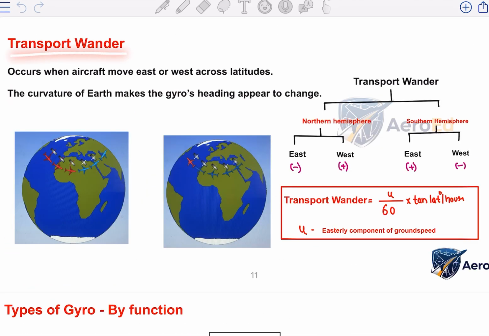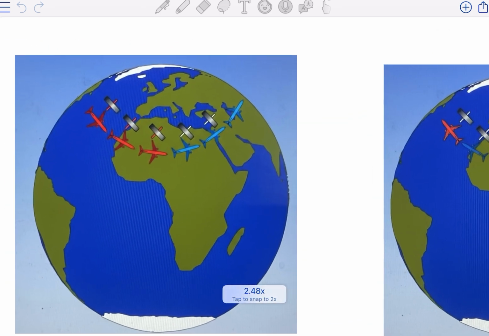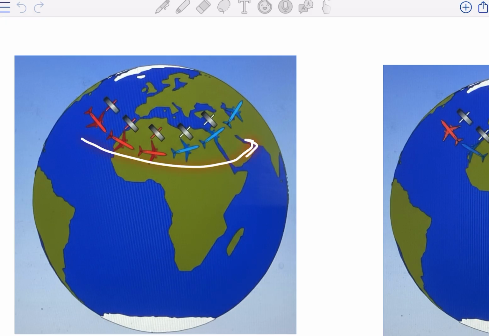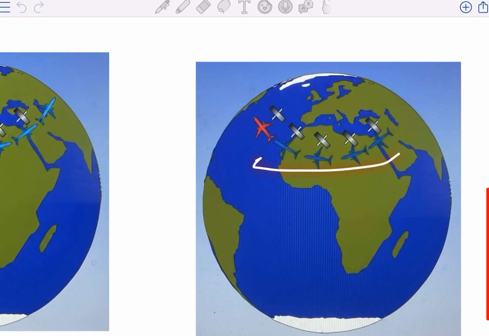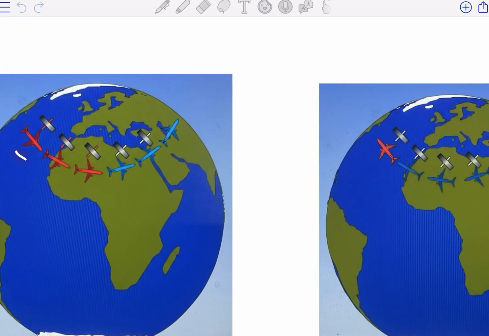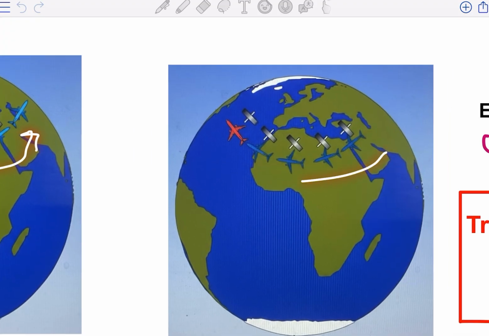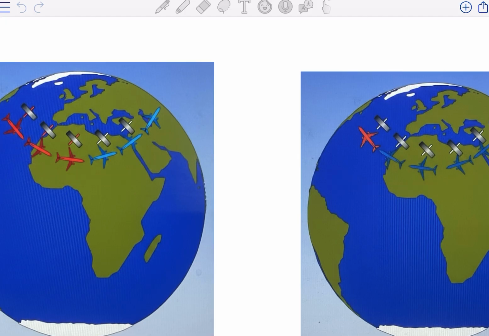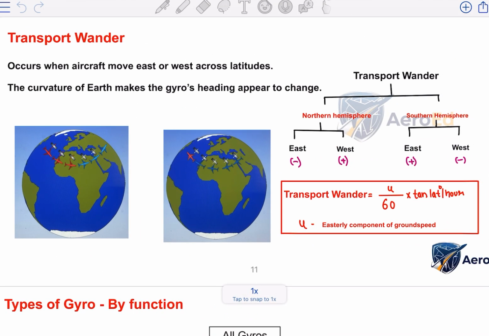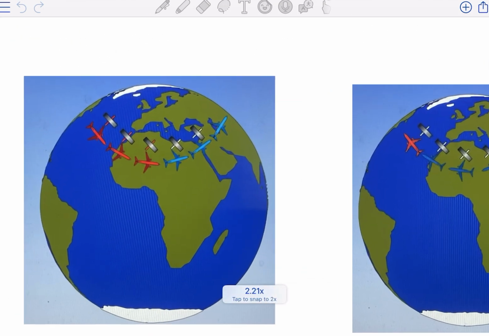So what is transport wander? It occurs when the aircraft moves east or west across latitudes. The curvature of the earth makes the gyro heading appear to change. Let me explain. When flying easterly or westerly, your gyro is moving across the earth's curved surface, right? It is moving across the earth's curved surface, so to an observer it seems to change heading, as you can see. And this is what transport wander is. It seems that the gyro's heading appears to change.